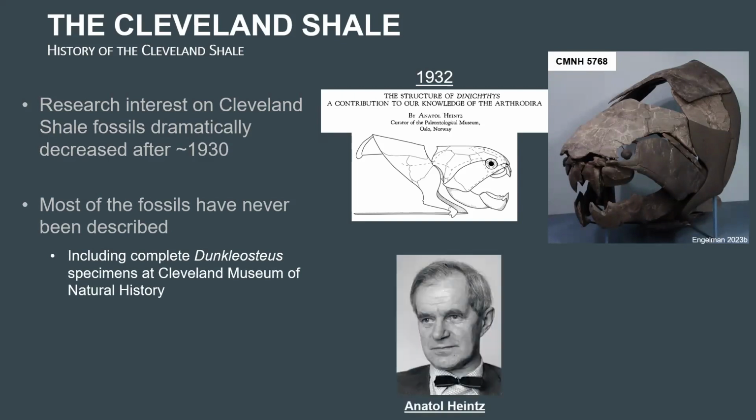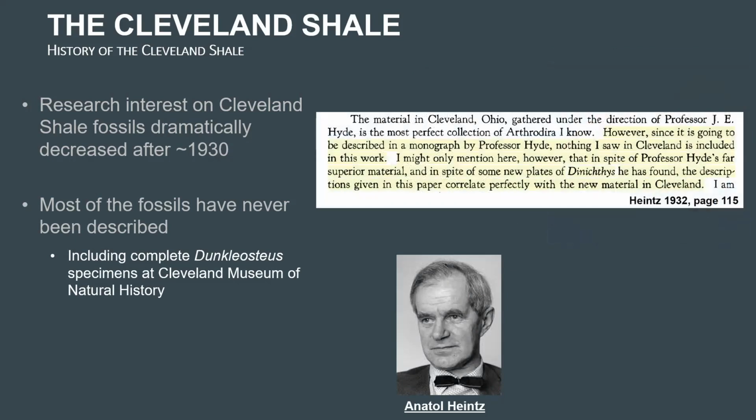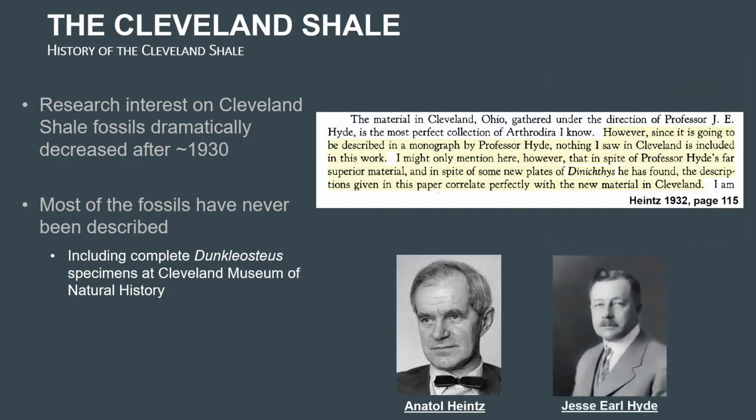So as I mentioned before, the last big monograph on Dunkleosteus' anatomy was by Anatol Heintz in 1932. Heintz knew about the material from Cleveland because it had been exhibited at this time. He explicitly did not include any specimens from the Cleveland Museum in his work, and he says this explicitly in his work. The reason is he did not want to scoop the work of his colleague, Jesse Hyde, who let him in the museum to see all this stuff that was under description. And Hyde said he was working on a monograph series of all the stuff that the Cleveland Museum collected.